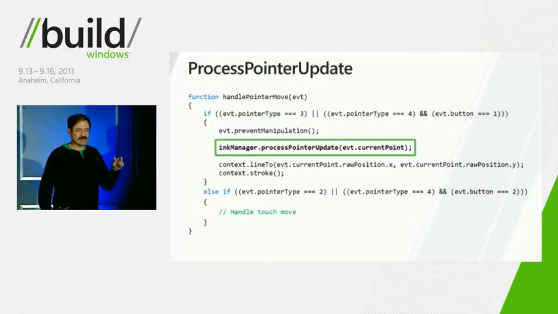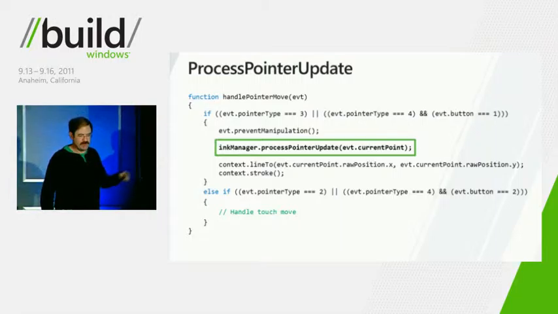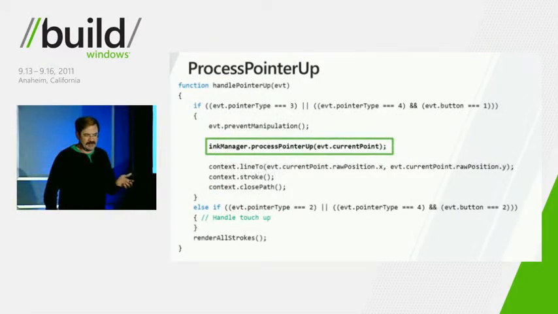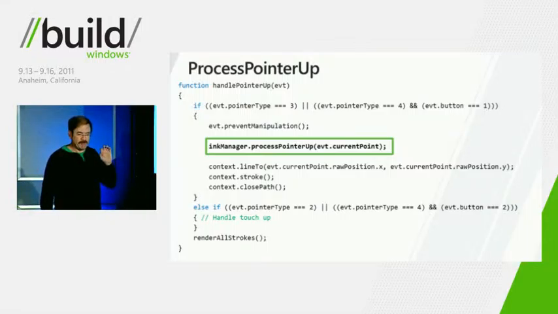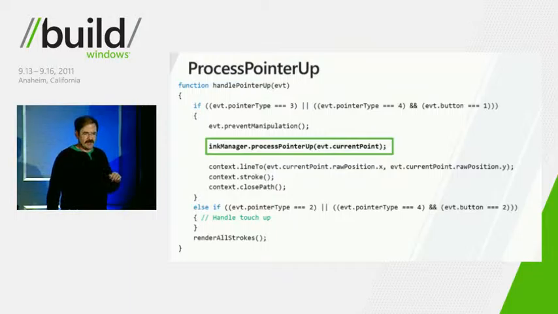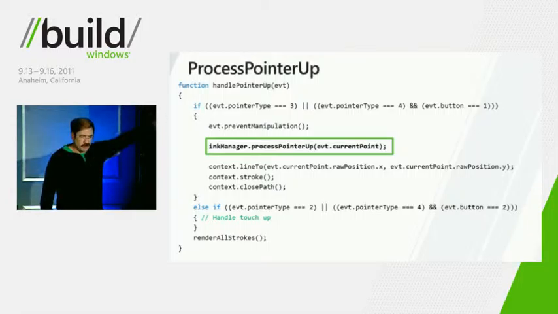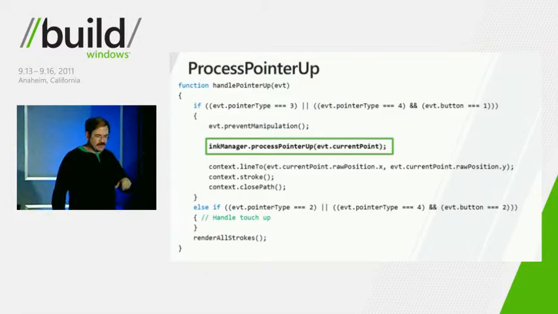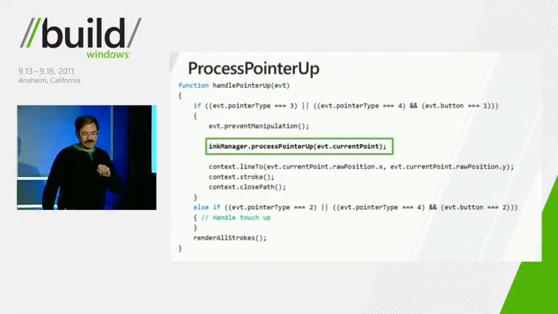And again, we're handling a touch move separately from a pen move. And the third one looks a lot like it. Again, we have the same if statements, and we're handling touch up separately. The only thing that's slightly different is that the context has to close off the path here and draw the stroke. So this causes the stroke to be drawn as Annie was drawing the pen around. And then you'll notice at the bottom there, we call render all strokes.